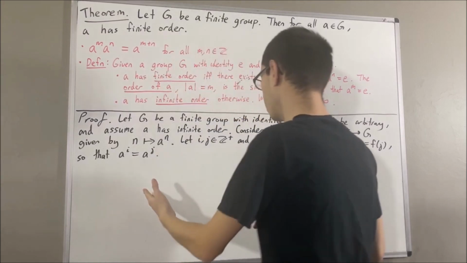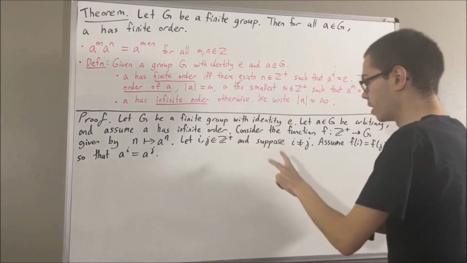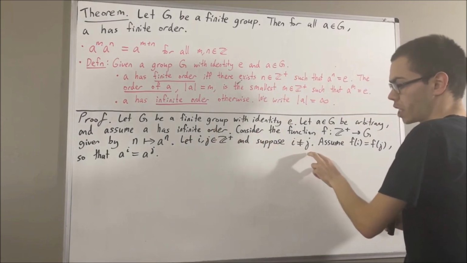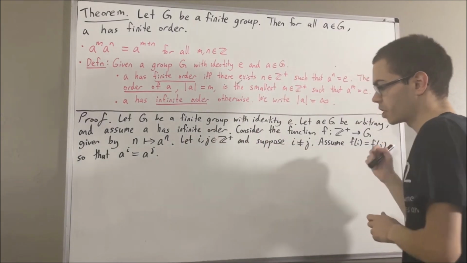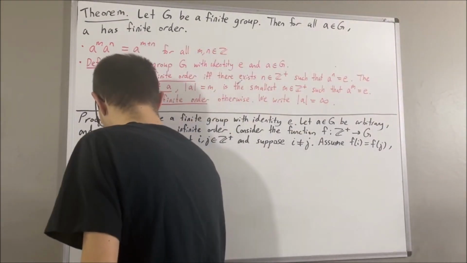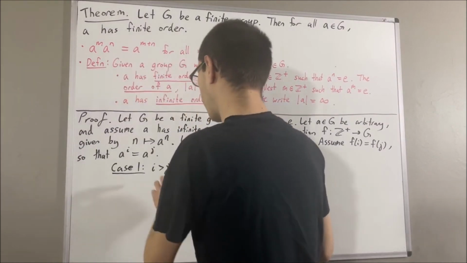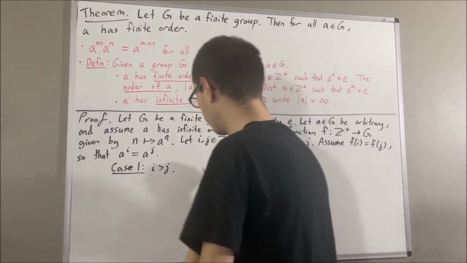And to reach a contradiction, we are going to split this up into two cases. Either i is greater than j, or j is greater than i. Let's first consider the case i is greater than j. Now, if i is greater than j, then what happens?